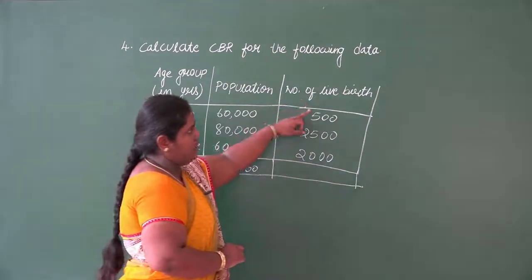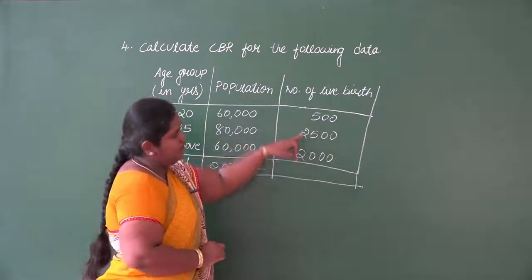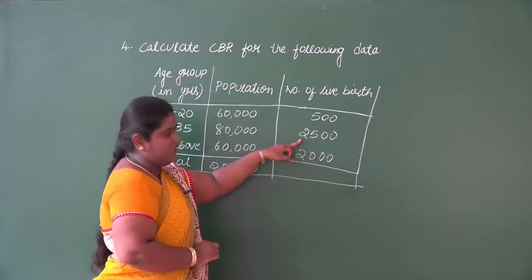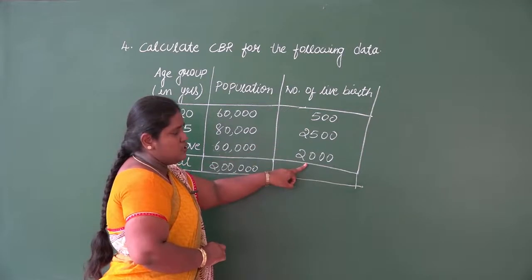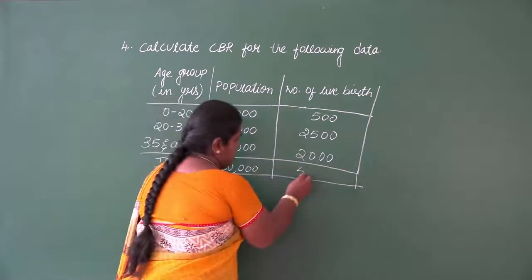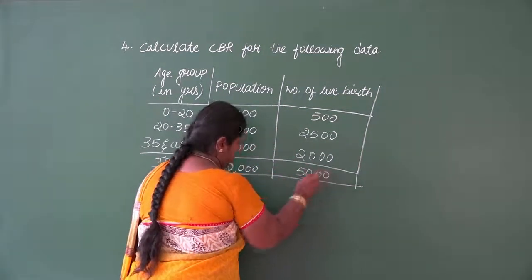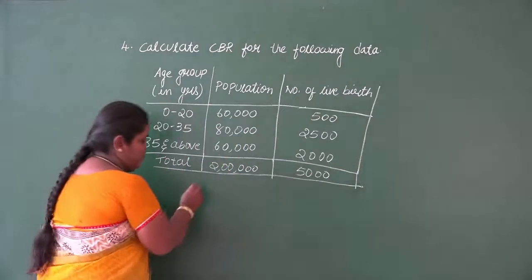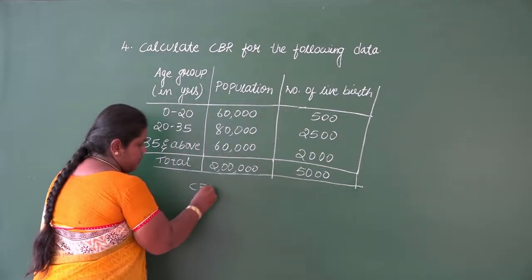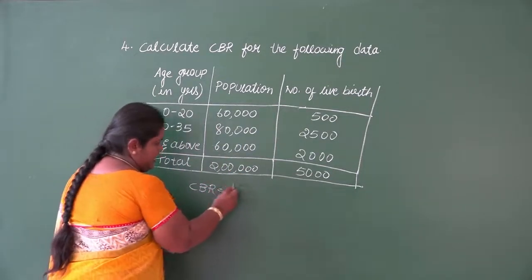Then we have to add the number of live birth. 500 plus 2,500, it is 3,000, plus 2,000 will get it as 5,000. So use the calculator and find out the total. Then substitute in the formula and simplify.